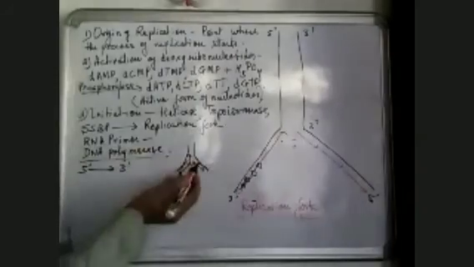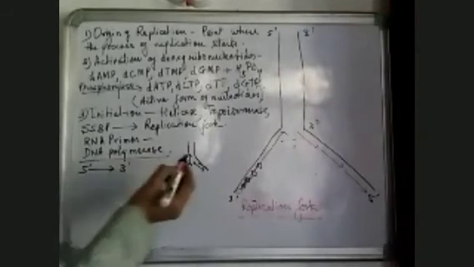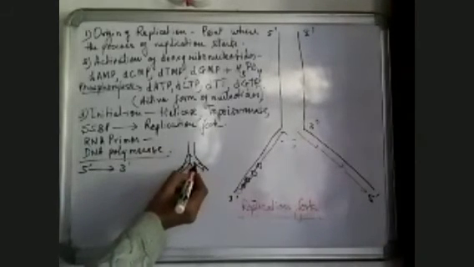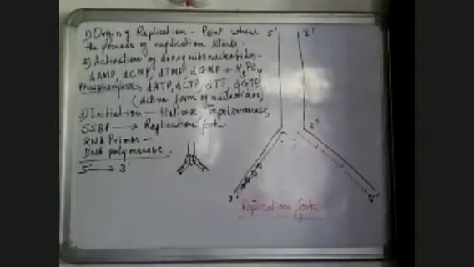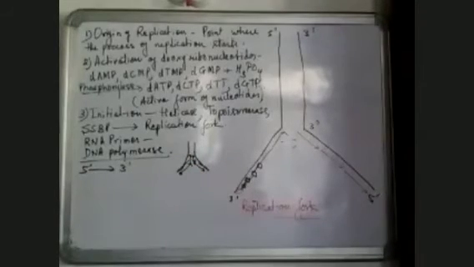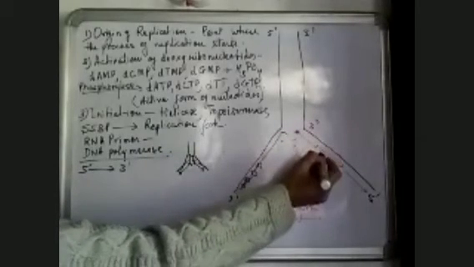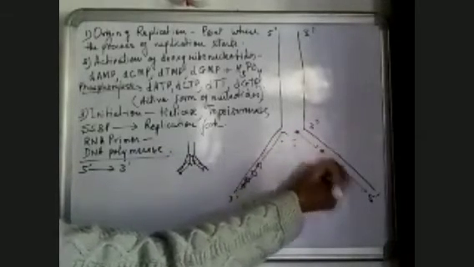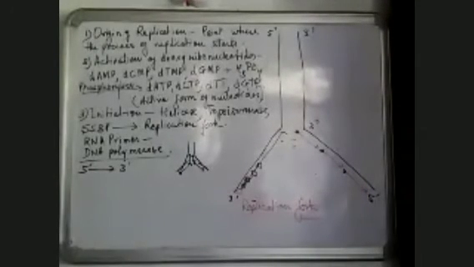The new strand which is formed here cannot come back, because this cannot work in the 3 prime to 5 prime direction. So what will happen in this case? A new RNA primer is formed and it will go towards this side. So this way it will keep on opening, and on this side every time a new primer is added, which will then initiate the function of DNA polymerase.